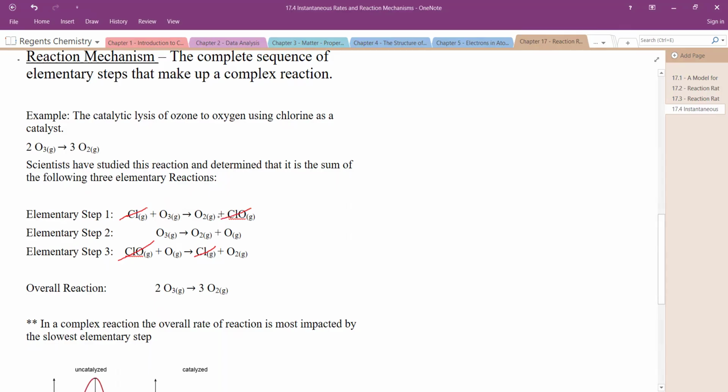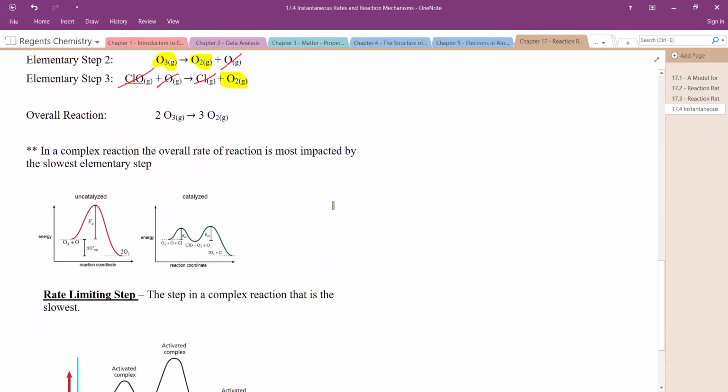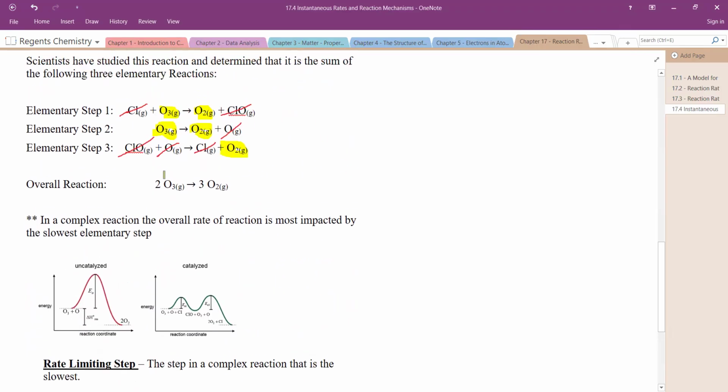I also notice that I have my single oxygen atom here as a product, and I have it over here as a reactant. So what am I left with in terms of overall reaction? Well, I have an ozone, and then I have a second ozone. So there's 2 ozones. I have an oxygen here, here, and here. So 3 oxygens. So 2 ozones goes to 3 oxygens. That's my overall reaction. Again, this is hopefully a review of Hess's law without any consideration of enthalpy. It is essentially a Hess's law problem.